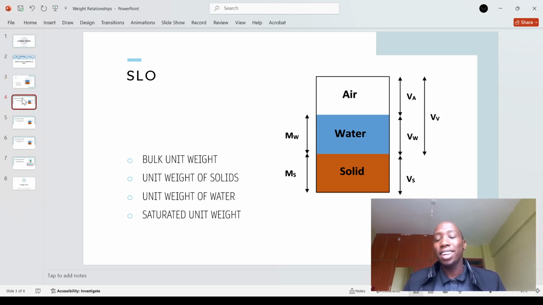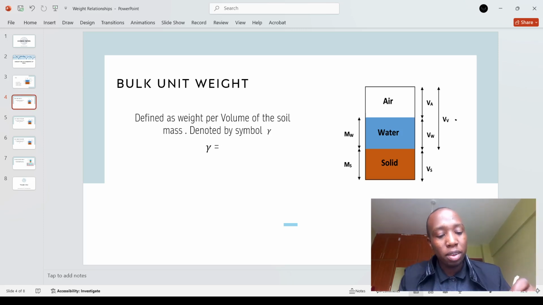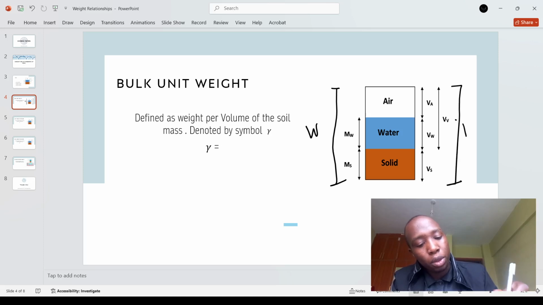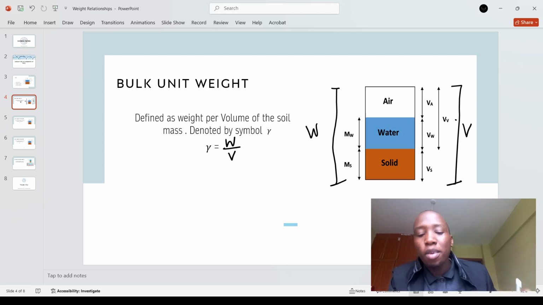Okay, that's great. So bulk unit weight is defined as the weight per unit volume of the soil mass. So how can we represent that in our phase diagram? We can see that it is the total weight per unit total volume. So it is weight divided by volume.